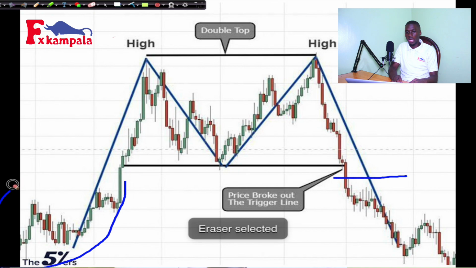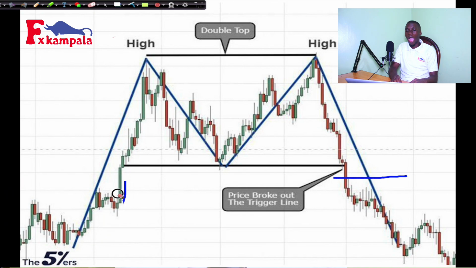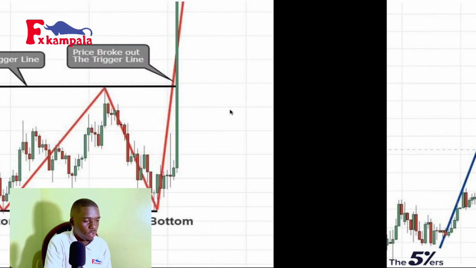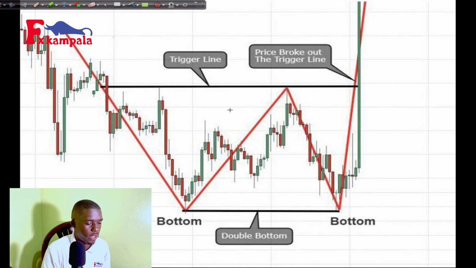Then we can also look at its twin, which is the inverse, the double bottom. It's called a double bottom, which also looks like this. We borrow the same ideology and the same explanation that we did, only that this time round this is showing us an upward market movement. Therefore, with this, we expect to buy at the break of this particular point.